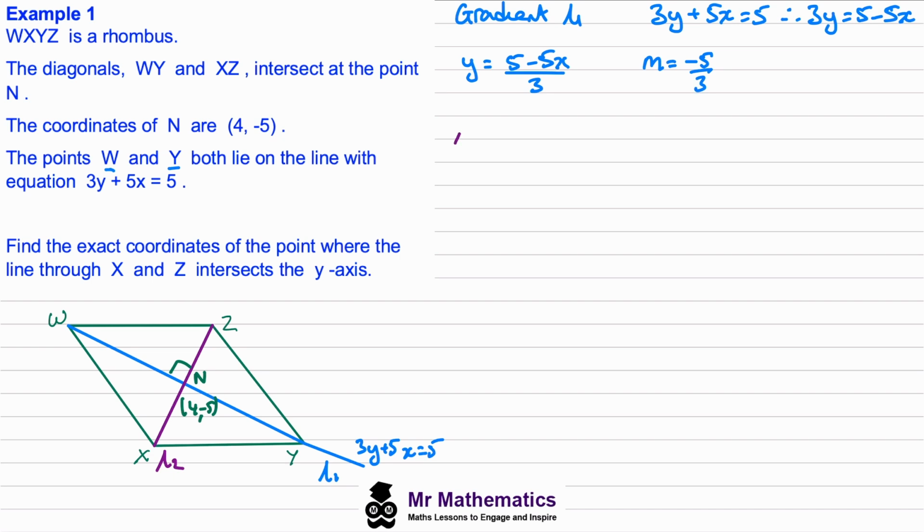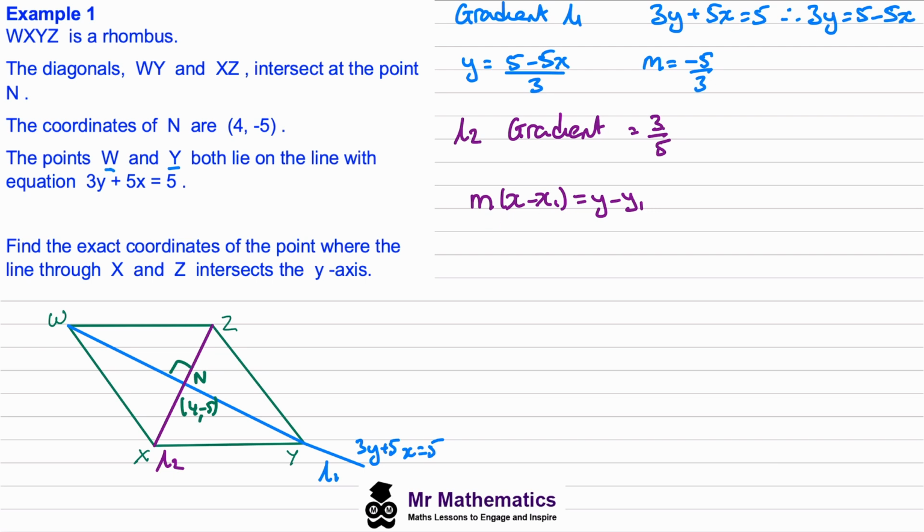Now we can use this gradient to work out the gradient of XZ. If we look at line L2, this gradient will be perpendicular to this one, which is the negative reciprocal, or 3/5. So now we have the gradient, and we know a point that lies along the line, which is point N. We can use the equation of a line, m(x - x1) = y - y1. If you're not sure where this equation comes from, I'll leave a link in the description below where you can watch how I derive this.